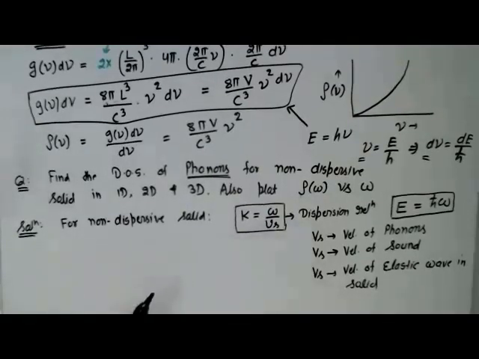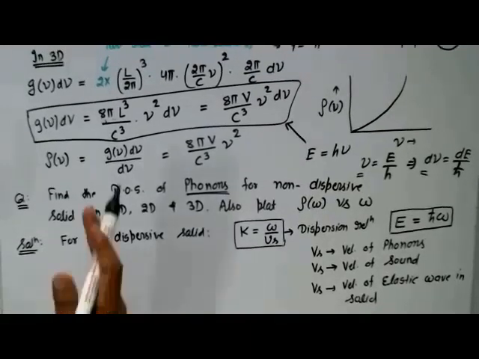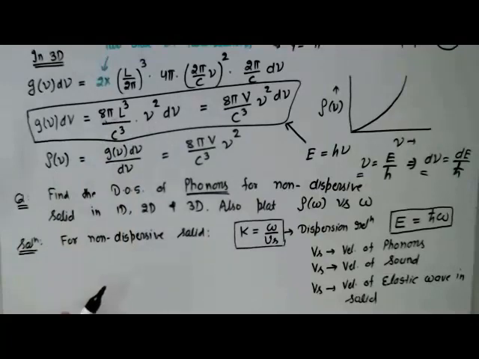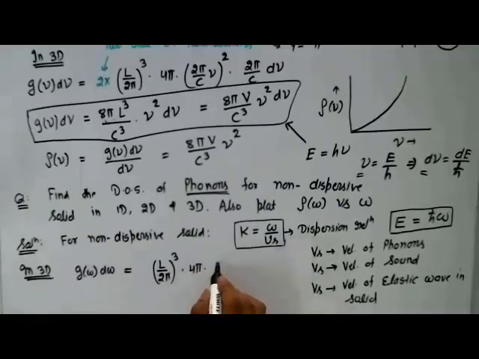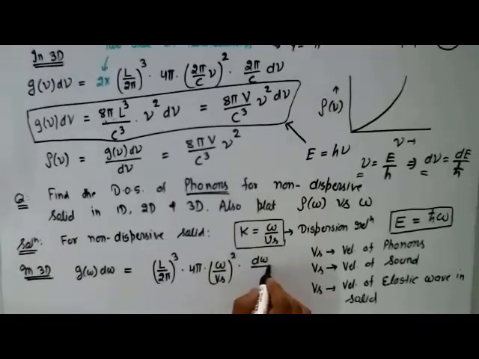Now see, when the relation is so simple, what we used for the case of photons, the same thing you can use for the case of phonons. Am I right? So for example, here I can show you in the case of 2D, or maybe again I can solve the 3D case. So in 3D, this function becomes a function of angular frequency, and this becomes L upon 2 pi whole cube, then 4 pi, k square means omega upon Vs whole square, and dk means d omega upon Vs.